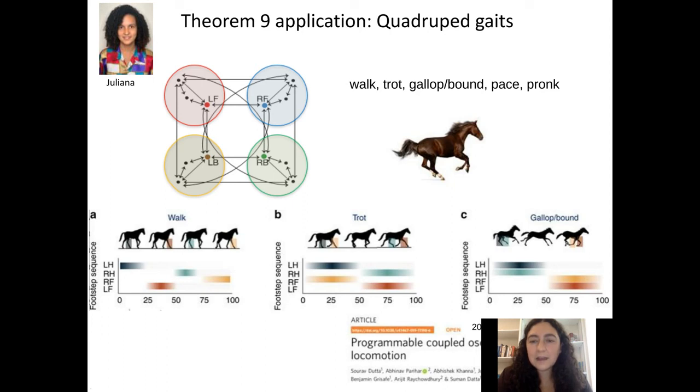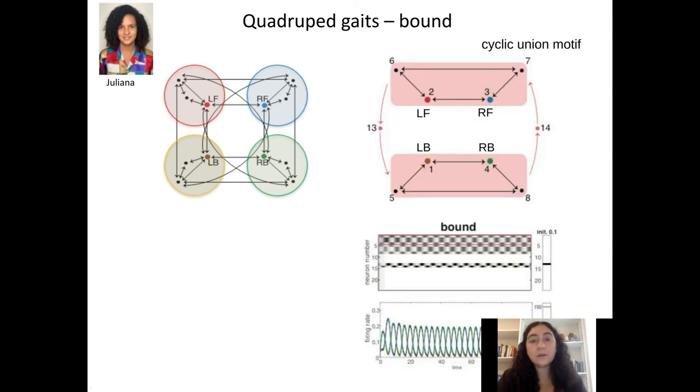And what we found, or what Juliana found, was that she could create, using cyclic unions, networks that generated activity for each of these gaits. So here's a network that does bound. So the neurons representing the legs of the horse or the animal are 1, 2, 3, and 4. So left front, left back, and right back. Those are the four legs for the quadruped motion. And this is a cyclic union architecture.